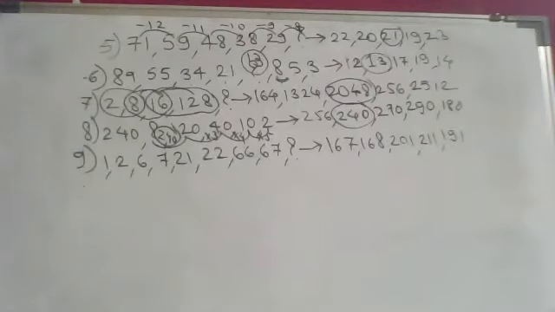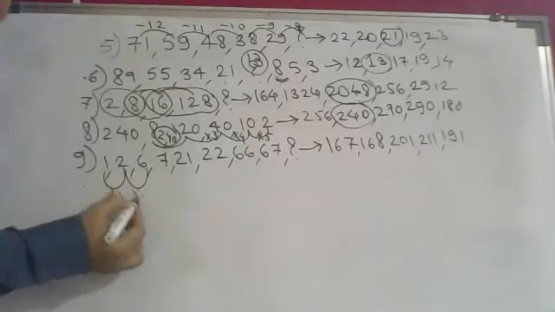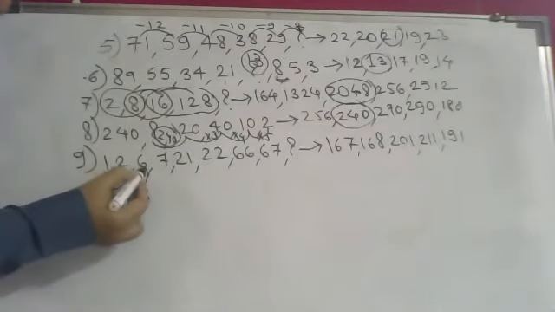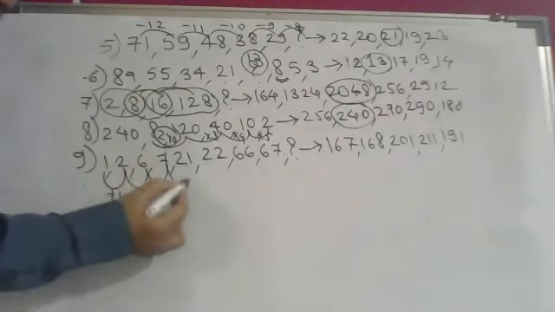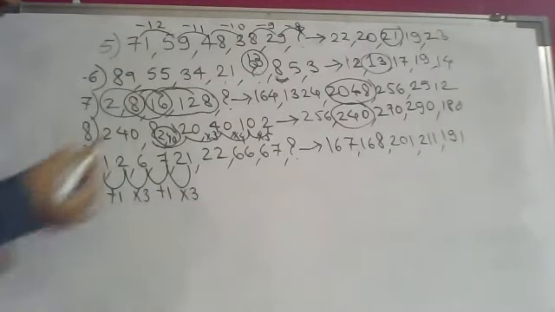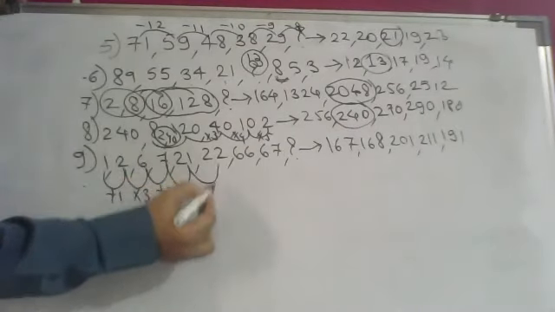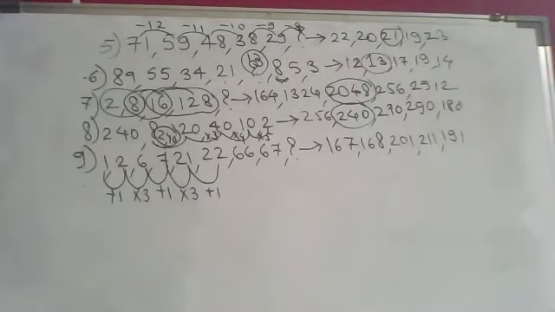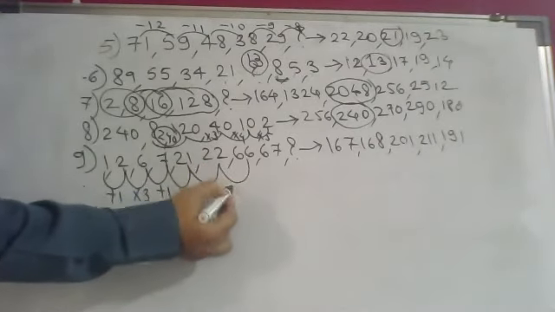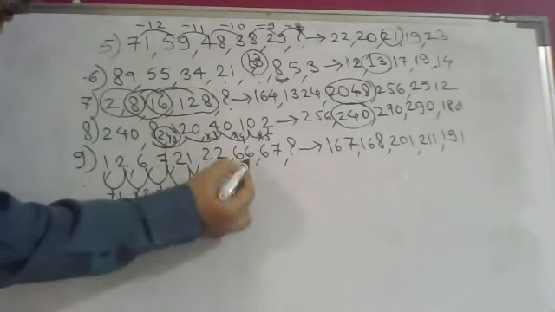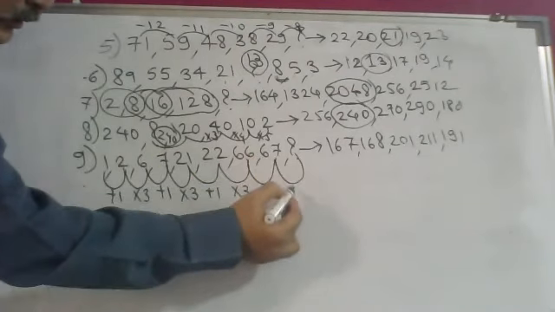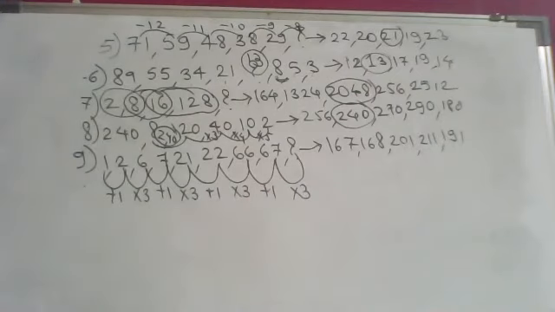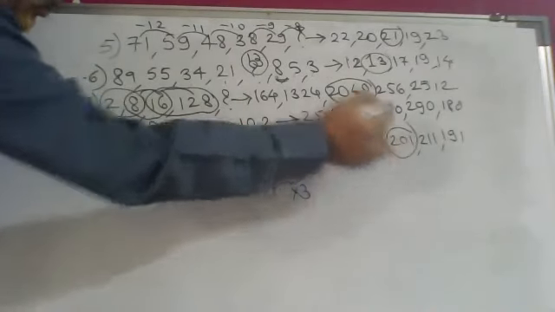Question 9: 1 plus 1 is 2. 2 multiplied by 3 is 6. 6 plus 1 is 7. 7 multiplied by 3 is 21. 21 plus 1, 22. 22 multiplied by 3 is 66. 66 plus 1 is 67. 67 into 3 is your answer, and that is 201.